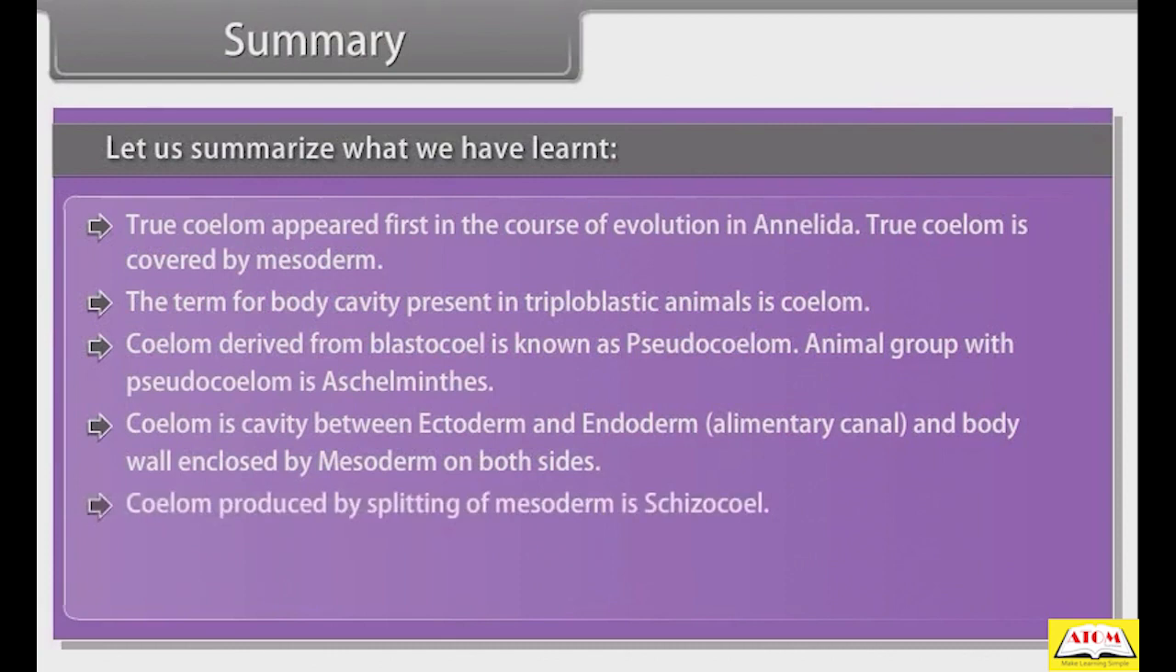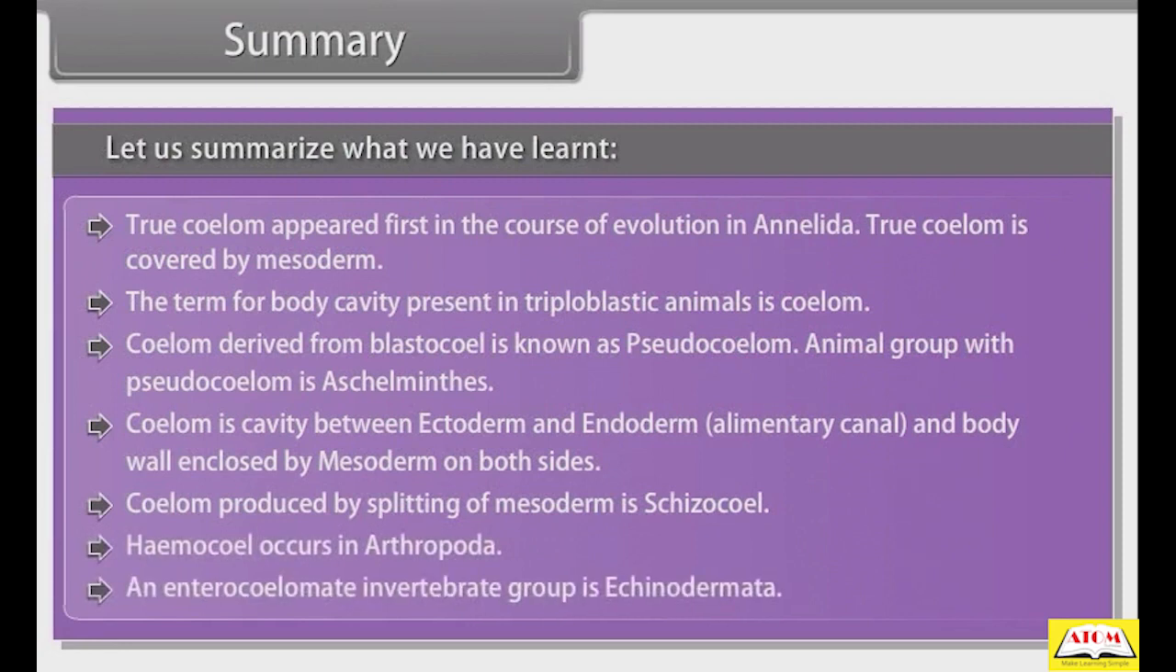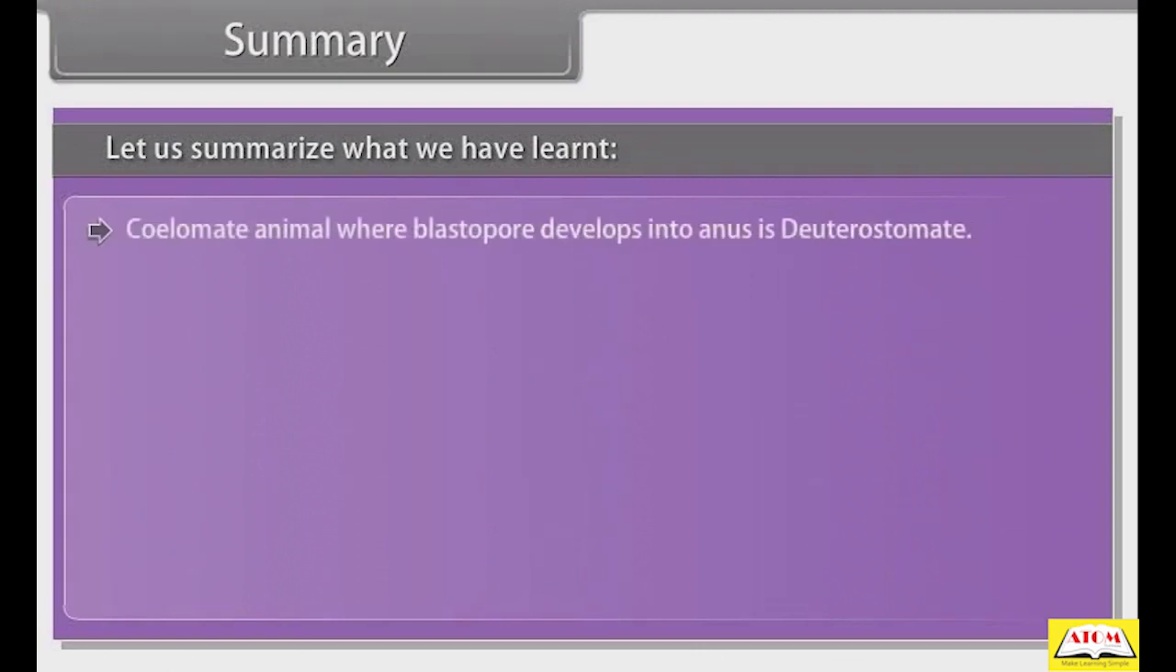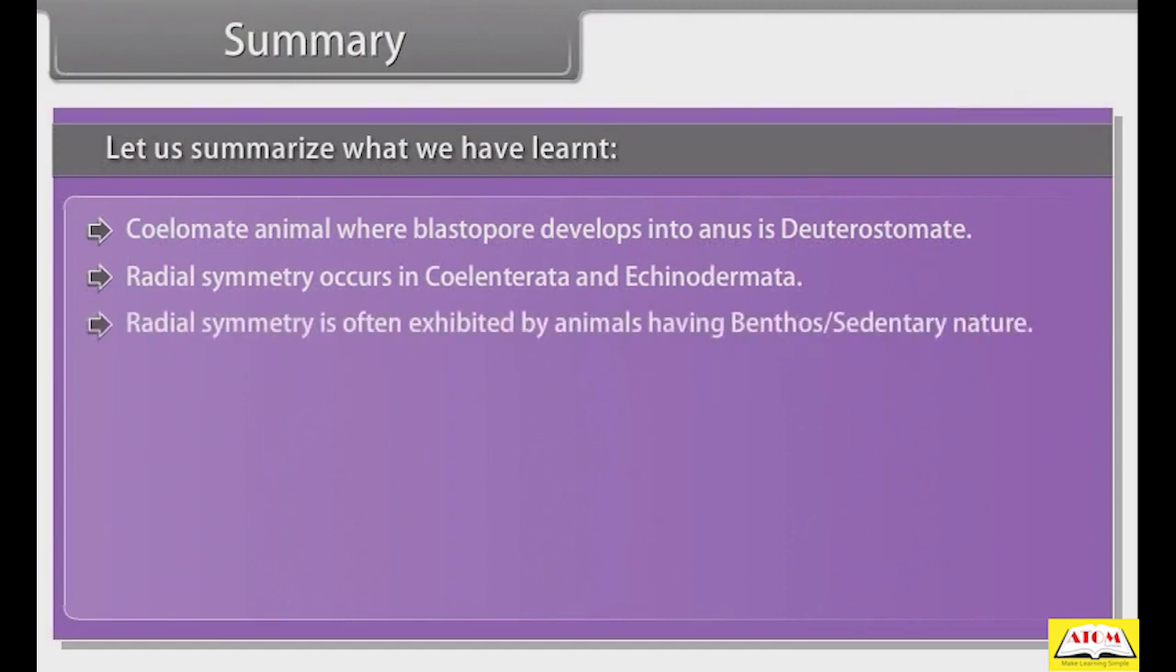Coelom produced by splitting of mesoderm is schizocoel. Hemocoel occurs in Arthropoda. An enterocoelomate invertebrate group is Echinodermata. Coelomate animal where blastopore develops into anus is Deuterostomate. Radial symmetry occurs in Coelenterata and Echinodermata. Radial symmetry is often exhibited by animals having benthos or sedentary nature. Metamerism is characteristic of Annelida.